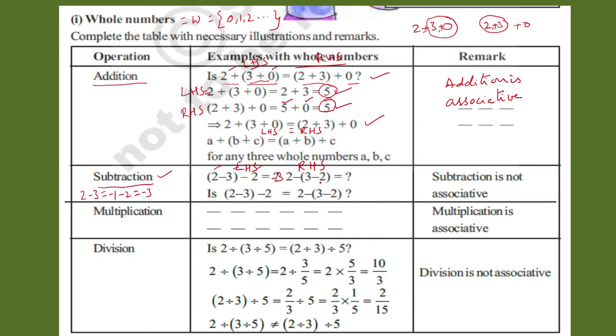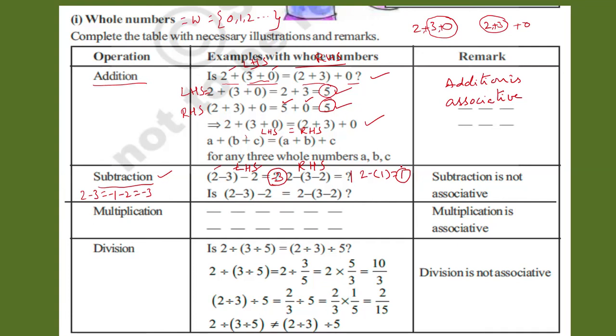What is in the right hand side part? You observe it. 2 minus, what is in the brackets? 3 minus 2. That is 1. Then 2 minus 1, 1. What we get? In both the two cases, you observe it. In the first instance, we got minus 3. In the second instance, we got 1.